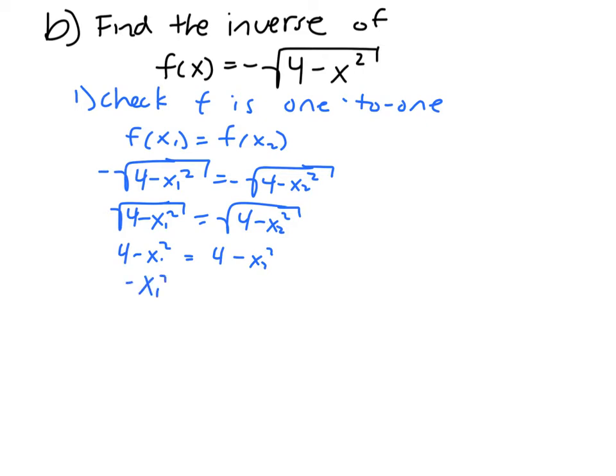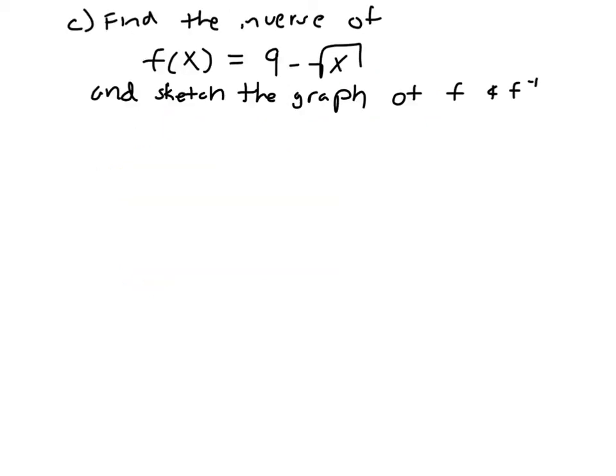Okay, so now let's move on to another example. In this one, we're trying to find the inverse of 9 minus square root of x, and then we're also going to sketch the graph. So let's go ahead and get started with this. Step 1 is always to check that f is 1 to 1. That's always going to be your first step. So we'll do that algebraically.